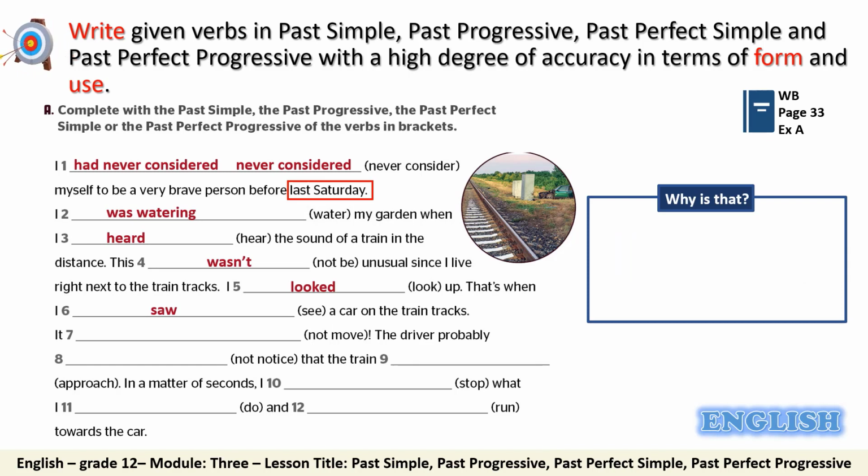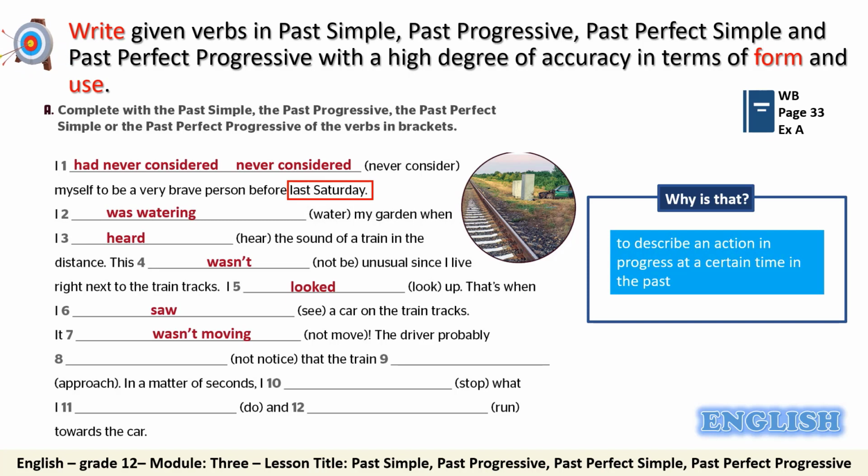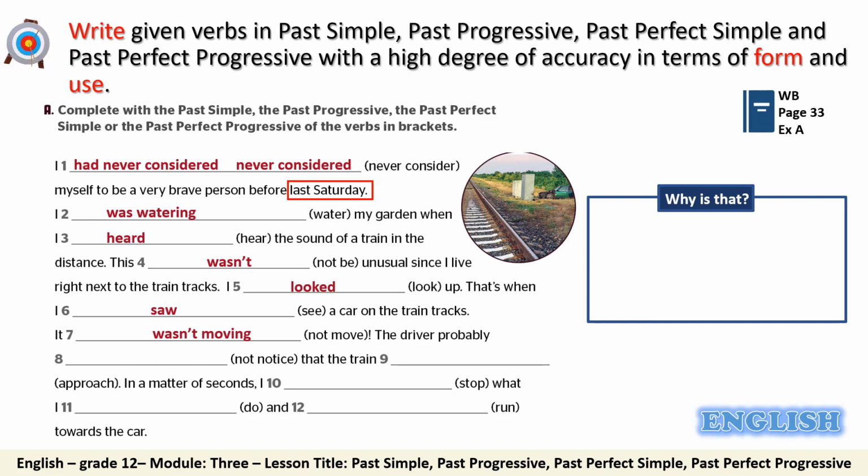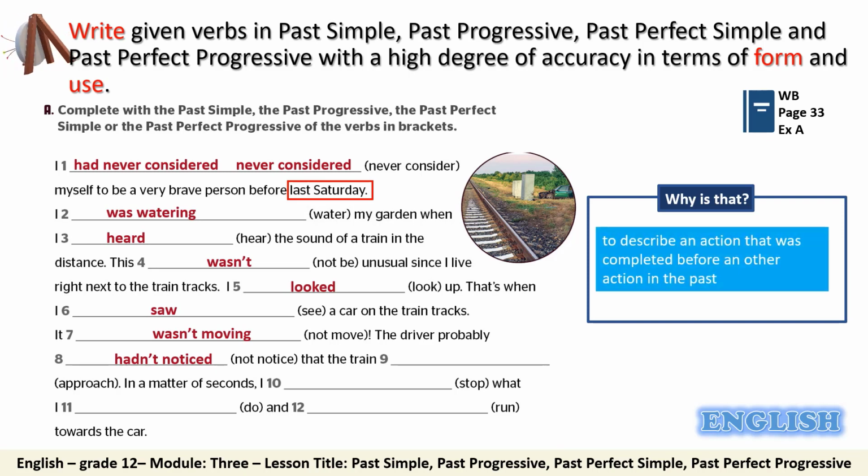We move to space 7. What have you written? Excellent. Wasn't moving. And we use the past progressive here because the action was in progress at a certain time in the past. Then space 8. The correct answer is excellent. Hadn't noticed. And the past perfect simple is used here because, very good, the action happened before another action in the past.